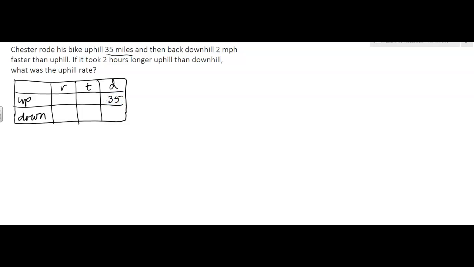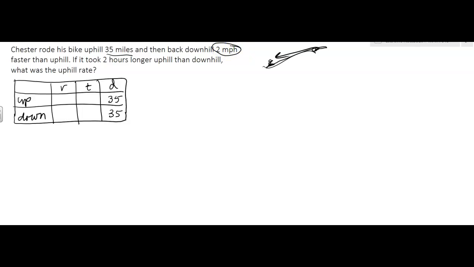And then he goes back down the hill. Well, that distance is also going to be 35. And that was a sneaky thing in there, that the distances are the same. He's going up the hill and then down the hill. So, here's the hill. He's going up. There he is riding his bike up and then back down. Same distance. Okay. But when he goes downhill, he goes faster. He's going 2 miles an hour faster.